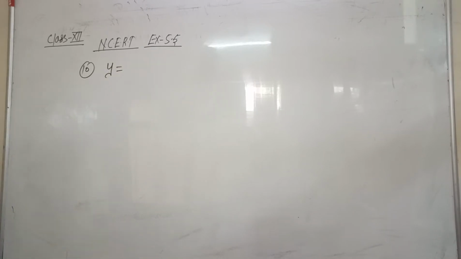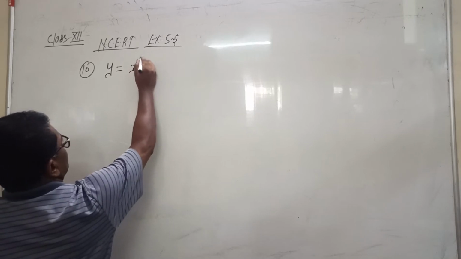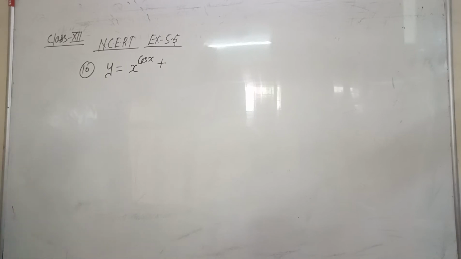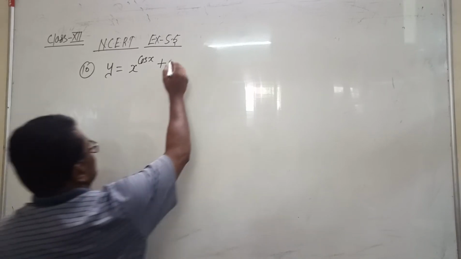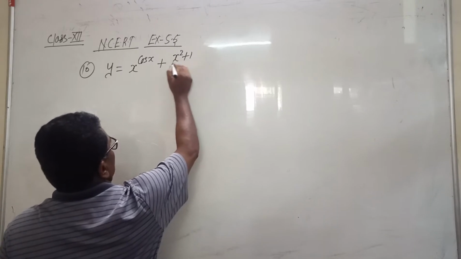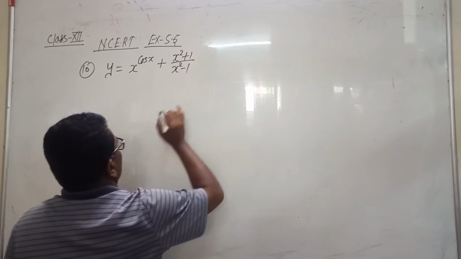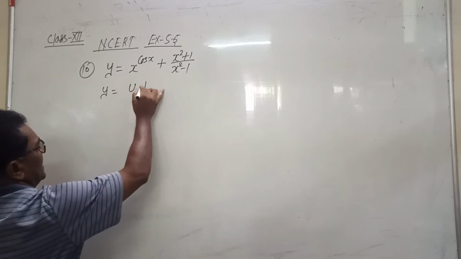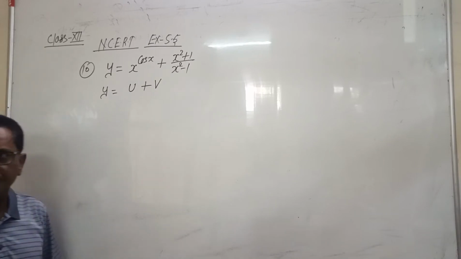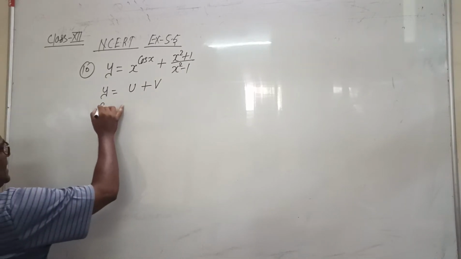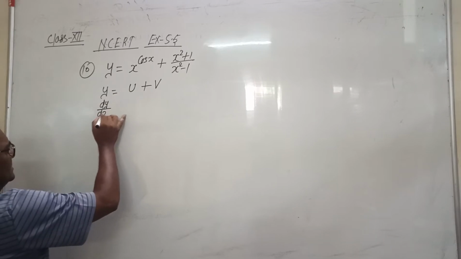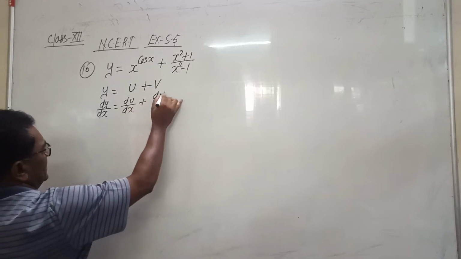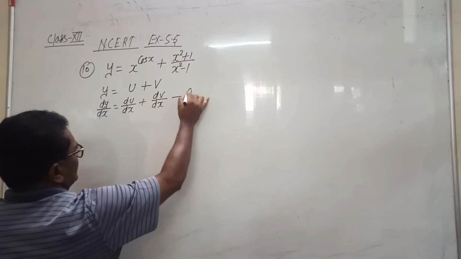x raised to the power cos x plus x square plus 1 upon x square minus 1. So we suppose this term as u and this as v. Now differentiate with respect to x. So dy by dx equals du by dx plus dv by dx. Name it equation number 1.